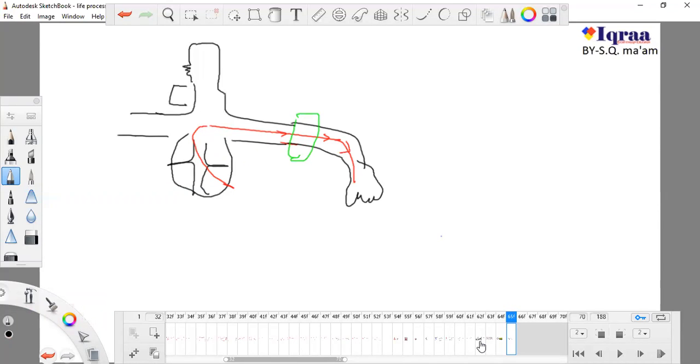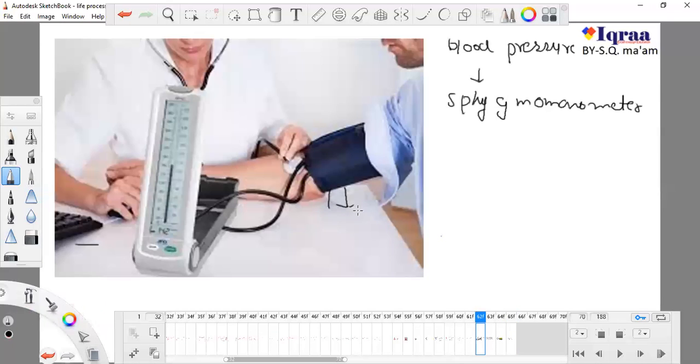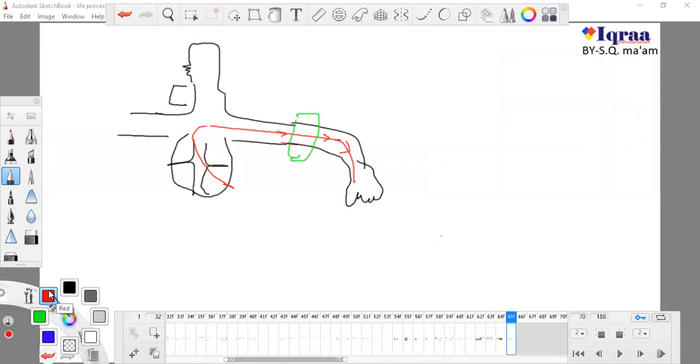I can't tie this scarf on your neck, or over your chest or stomach. That is why we use this scarf on our arms. Our heart's left ventricle pushes the blood to our body, and the best side is that arm, so we can take the blood pressure easily.